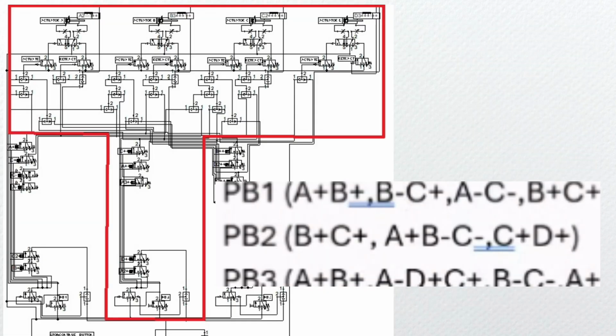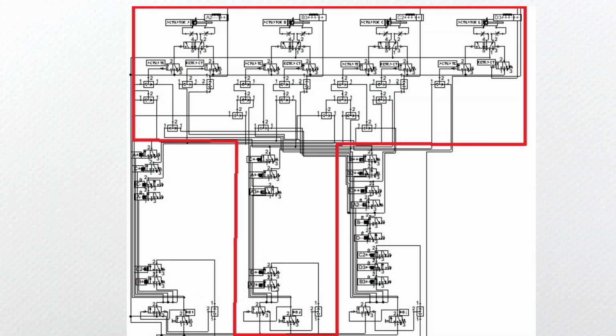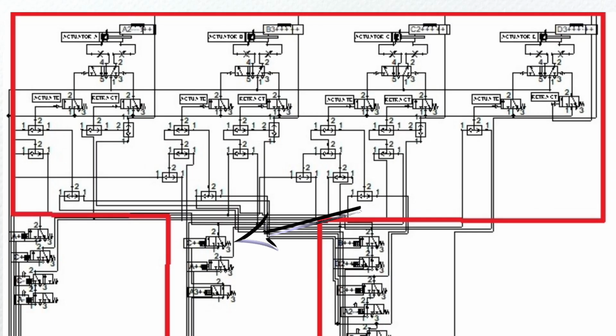For push button 2, the sequence is B plus C plus, then A plus B minus C minus, then C plus D plus. So B plus C plus is controlled by PB2 or push button 2, and when actuator C actuates, it will trigger the valve labeled C++, which will activate actuator A and retract B and C.